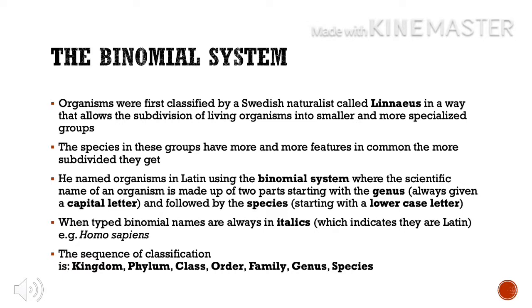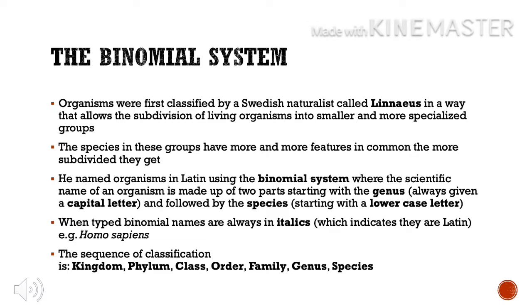He named organisms in Latin using the binomial system, where the scientific name of an organism is made up of two parts, starting with the genus, always given a capital letter, and followed by species, starting with a lowercase letter. When typed, binomial names are always in italics, which indicates they are Latin. For example, we have Homo sapiens, which, of course, is the scientific name for human being.